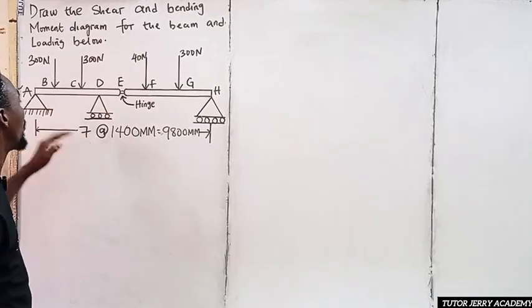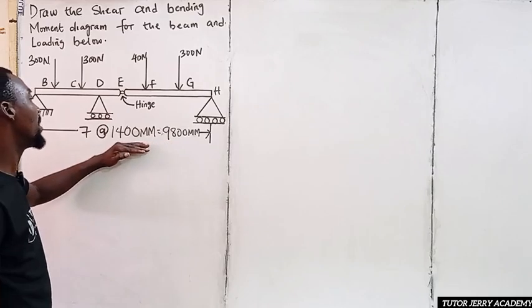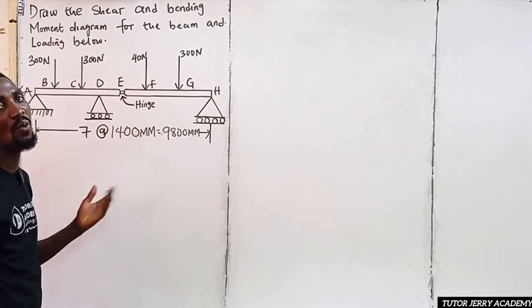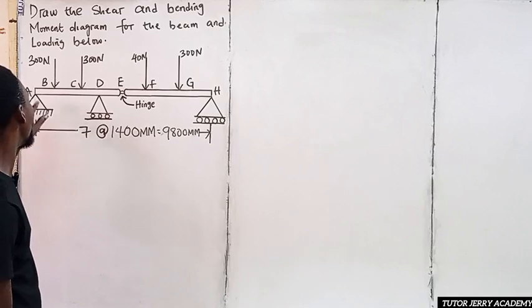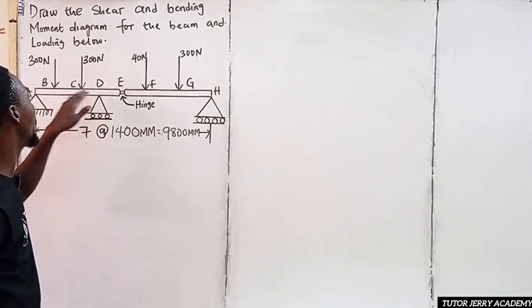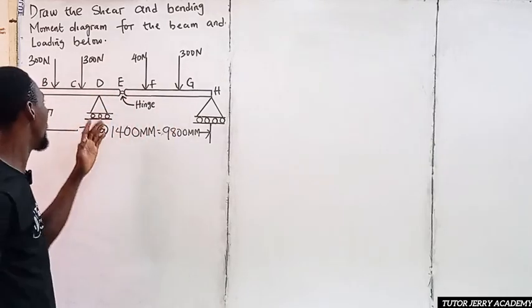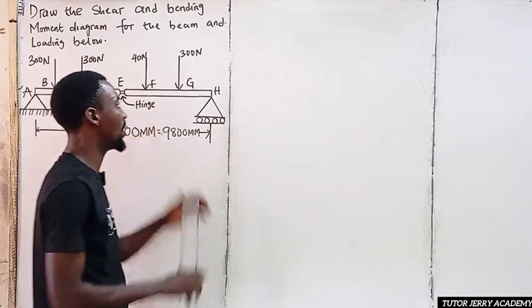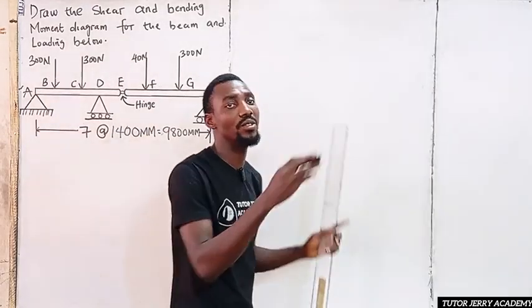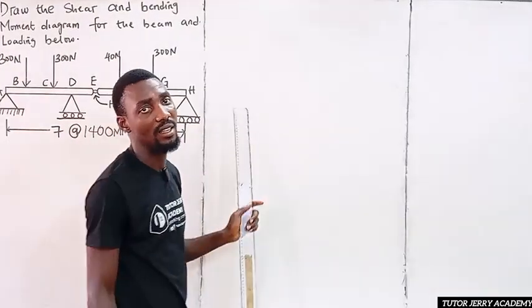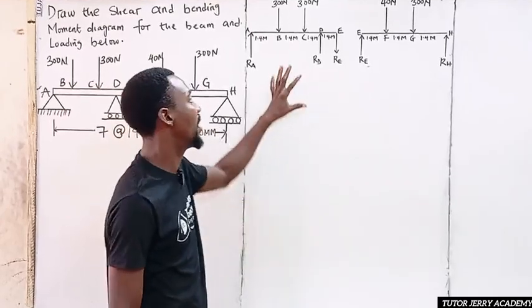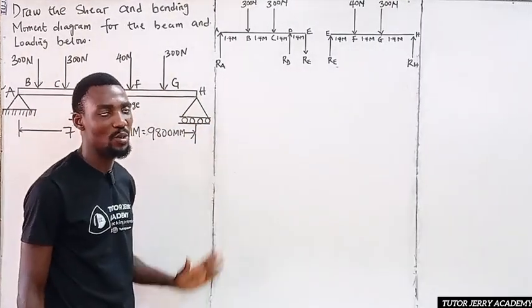So we can take this to meters. If we take this to meters, it's going to be 1.4. Is that clear? So each of these distances is 1.4, and they are all equal. AB equals BC equals CD, and so on and so forth. So we are going to redraw this diagram. This is what our diagram is going to look like.